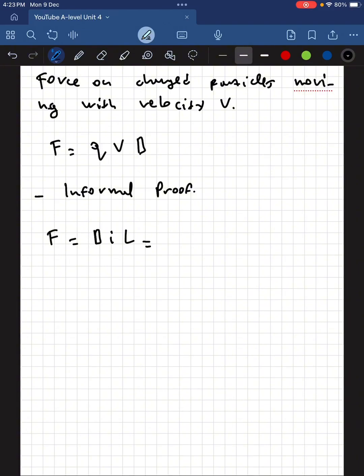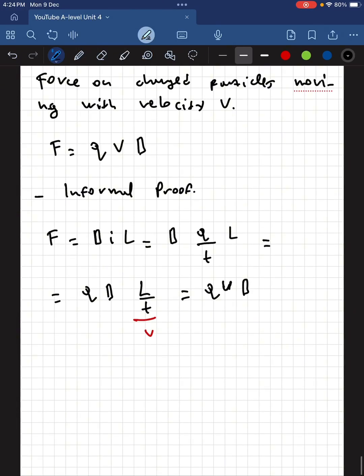Now, what is current? Current is simply Q over time, times L, because charge over time represents current. Now let's keep our Q because we need it. Q times B, and then we have L over T. So L over T is the velocity of one particle, say inside a wire. So this is just V. So we get QVB.